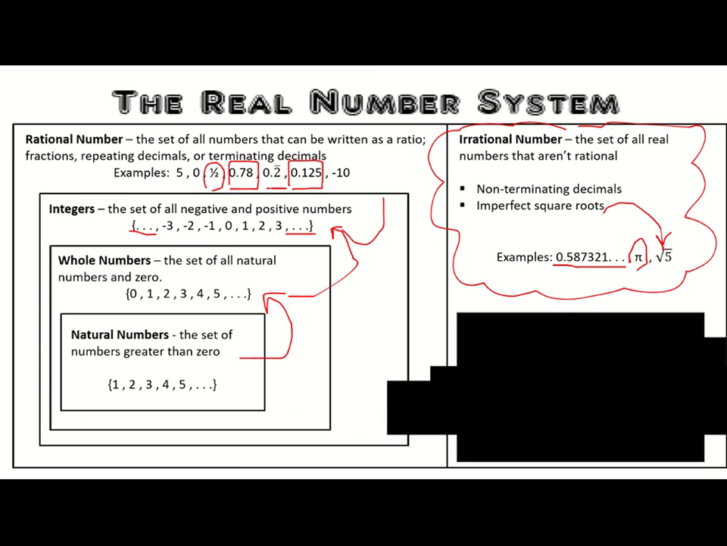Integers are also a subset of the rational numbers. So if it's natural, then it's also whole, then it's also an integer, then it's also rational. It does not work the opposite way. We cannot go from top to bottom, but you always go bottom up. So if I started with an integer, I would also have to say it's a rational number.